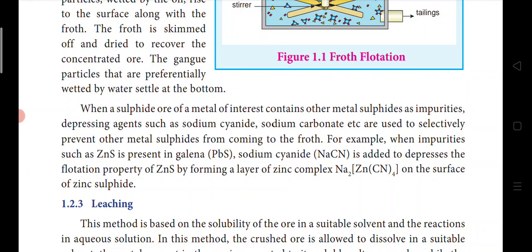When a sulfide ore of a metal of our interest contains other metal sulfides as impurities, we use depressing agents. So if two or three sulfide ores are present in our ore, we have to add the depressing agent. There is only one ore, but in that ore there are different types of sulfides. Zinc sulfide is there and iron sulfide is there. If we need only zinc sulfide and do not want iron sulfide, then we have to use this depressing agent. Sodium cyanide and sodium carbonate are used selectively to prevent other metal sulfides from coming to the froth.